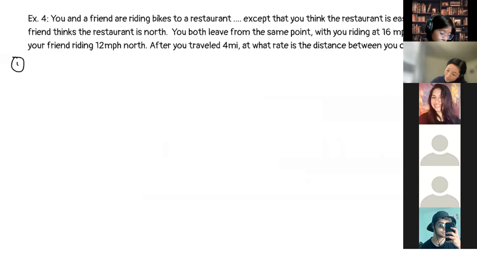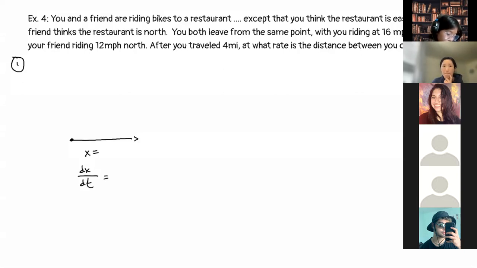All right. So let's start with the starting point. Let's say our starting point is right here, and let's go with what you are doing first. You are riding east, which means you are riding this way. Since this is a horizontal direction, I'm going to call this X, and since I'm looking at rates, I might at some point need a dx dt. So I'll put that here too.